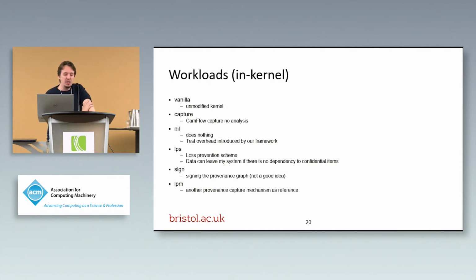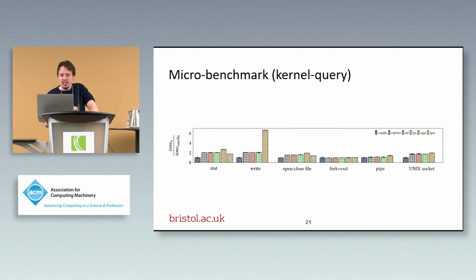A loss prevention scheme workload that tries to detect dependency to confidential data. The sign workload that's signing the provenance graph, and LPM, which is another capture mechanism as a sanity check, so we can compare our overhead compared to other provenance capture mechanisms.